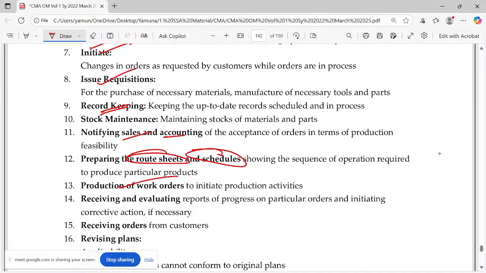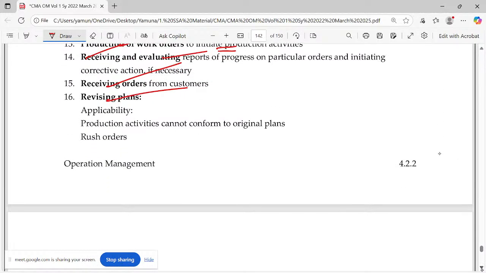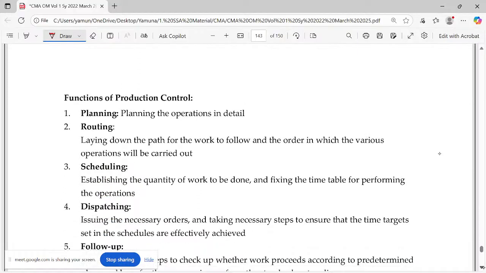And production of work orders, how you're going to initiate it, and how you're going to receive and evaluate the reports, how you're going to receive the orders from the customers, how you're going to revise the plans if necessary. Probably sometimes it will not be working to the original plans. So I have to work on all that.